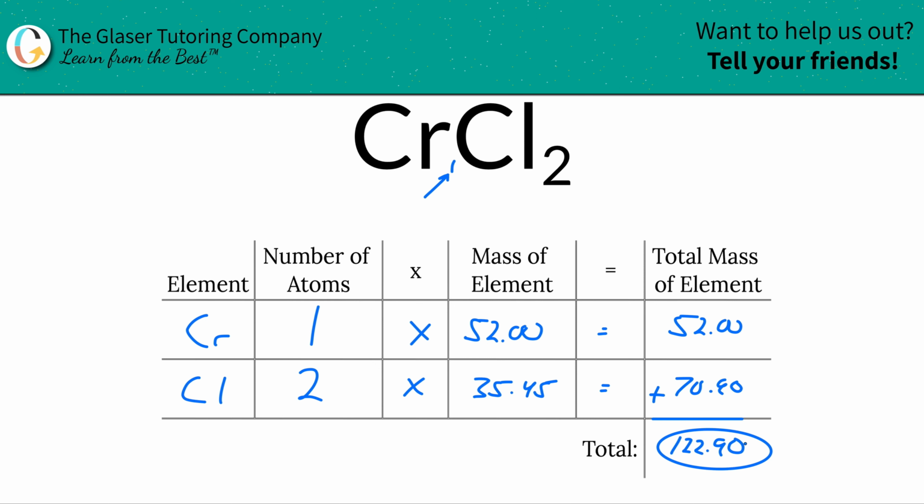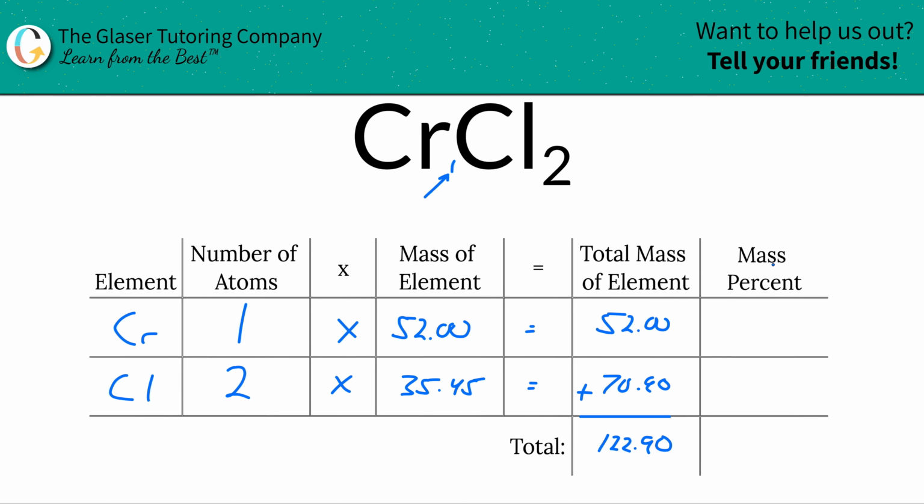Let's add a column to the table. Bam. So now all we have to do to find the mass percent is simply take the total mass of each element and then divide it by the total mass of the entire compound. So we're going to take 52 for chromium, because that's the total mass. It also simply happened to work out to be its actual mass on the periodic table, but that's only because we had one atom of it. Then simply divide that now by the total mass, 122.90. Multiply it by 100, a simple percent problem. Part over whole times 100.